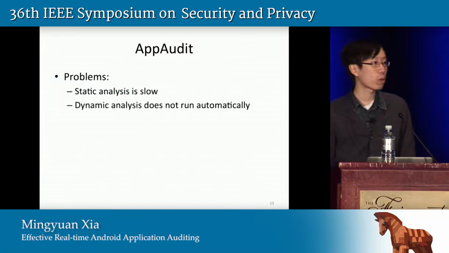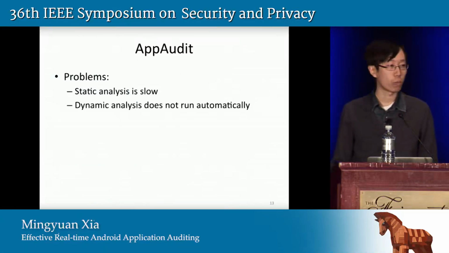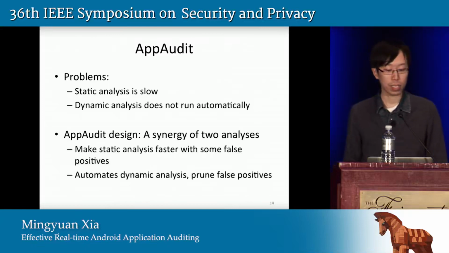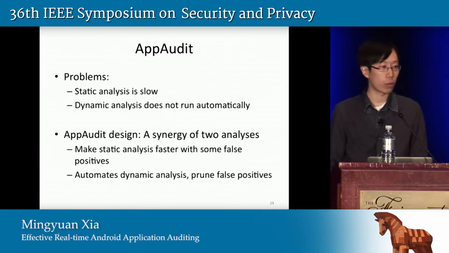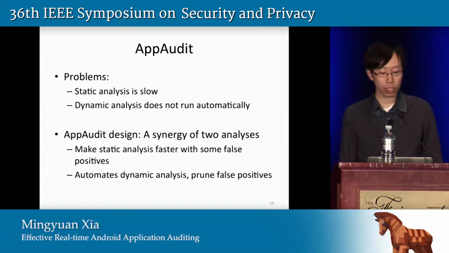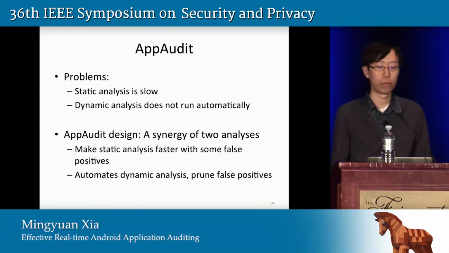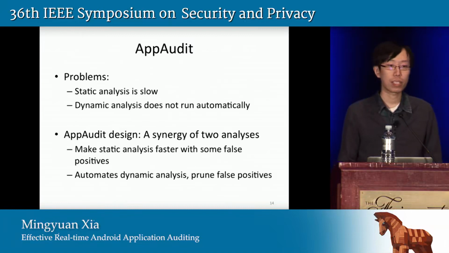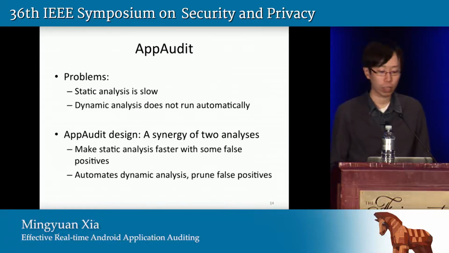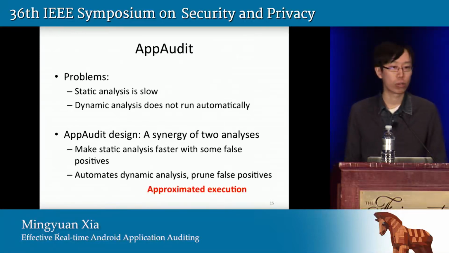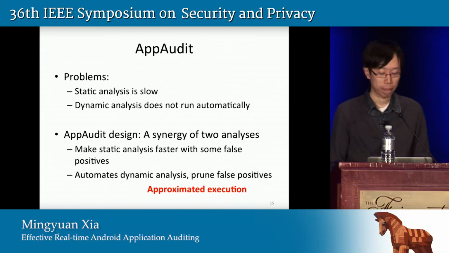So in this work, we propose AppAudit, which wants to solve the problem with static and dynamic analysis. We present a sequence of two analyses. We want to make static analysis faster with some false positives. Then we use a dynamic analysis to remove them. And since the dynamic analysis cannot be performed automatically, we propose approximated execution to tackle this problem.